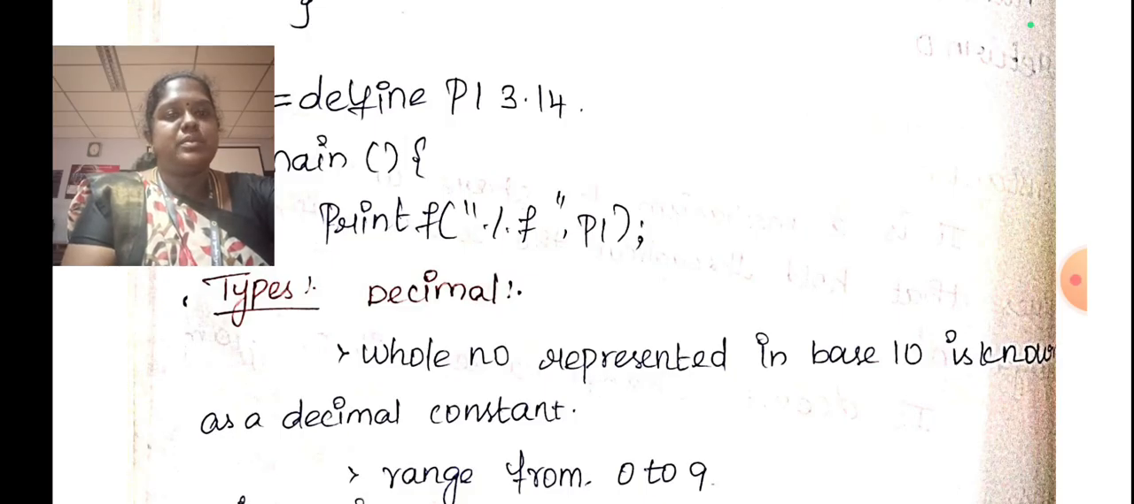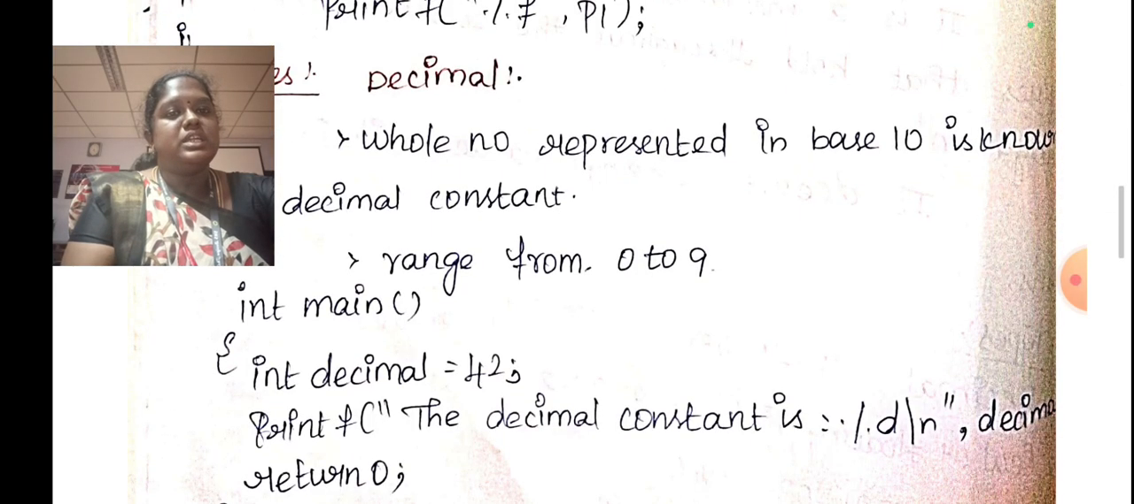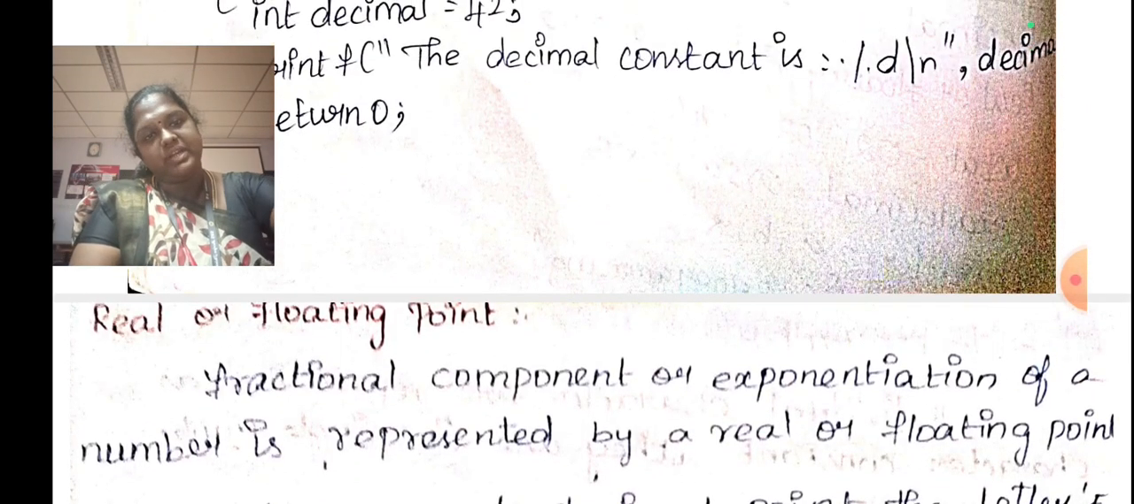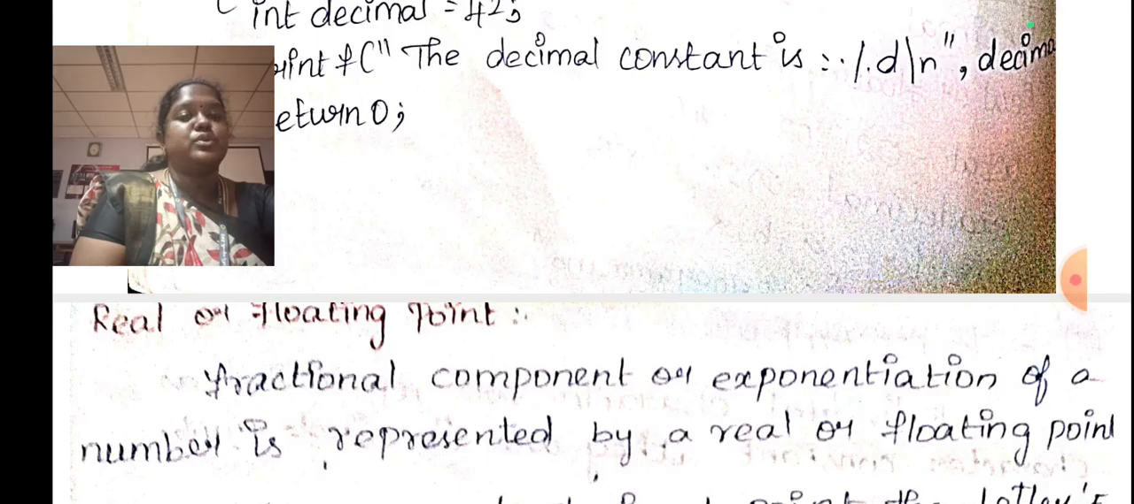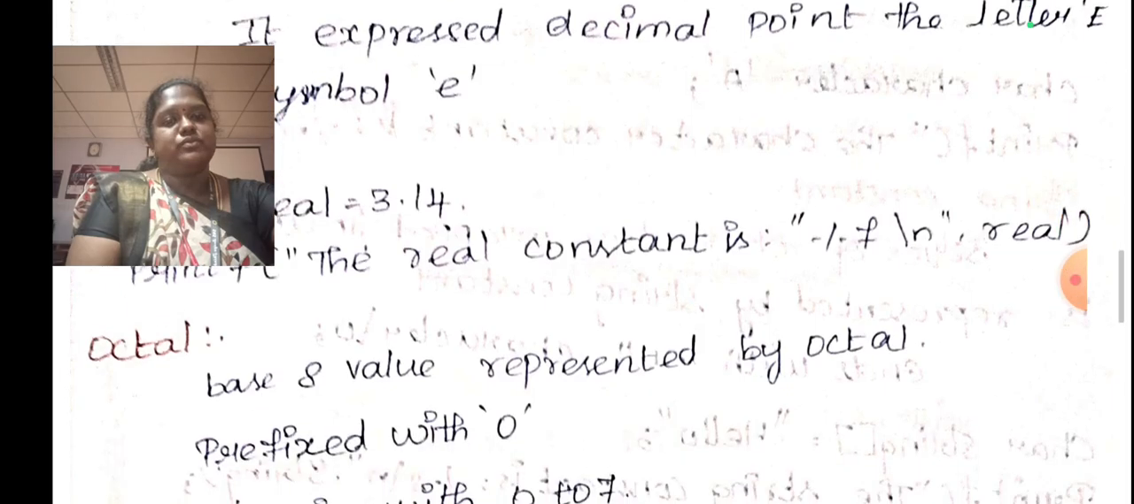Now let's see the types of constants. A whole number with no repeated representation, in base 10, is known as a decimal constant. The range is from 0 to 9. For example, int main, int decimal = 42. Real or floating point: fractional components or the exponential form of a number are represented by a real or floating point. It expresses a decimal point, and the letter E or the symbol e is used. float real = 3.14.